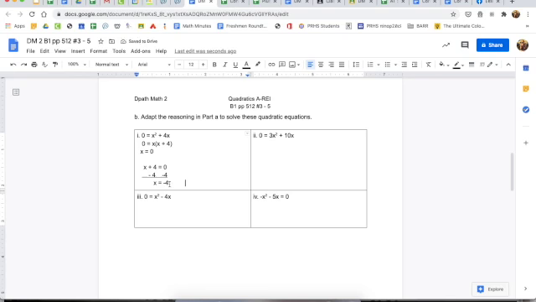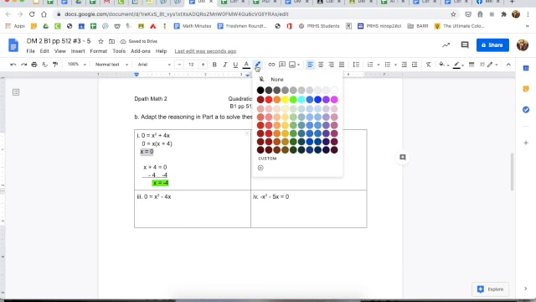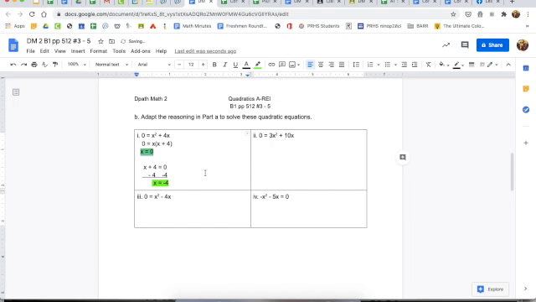So those are the two answers. x equals negative 4 and x equals 0. So that's how you do the first one. The others are up to you.